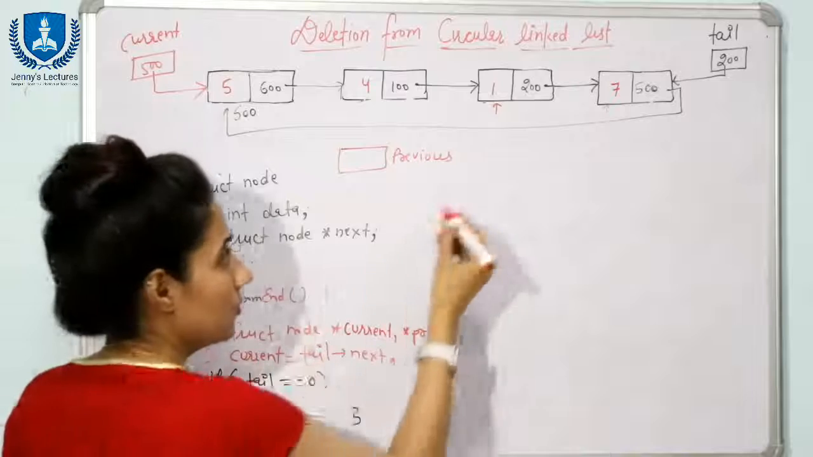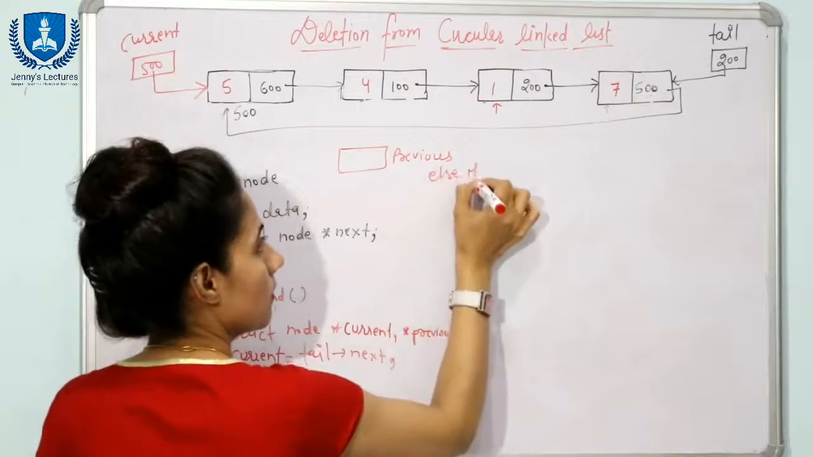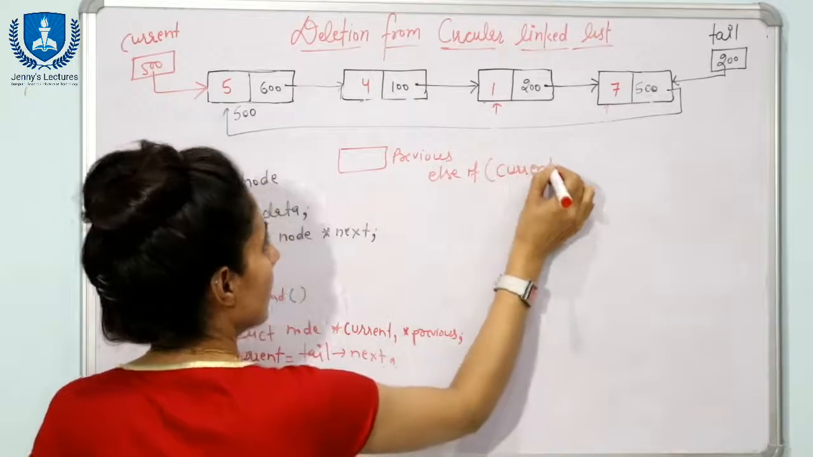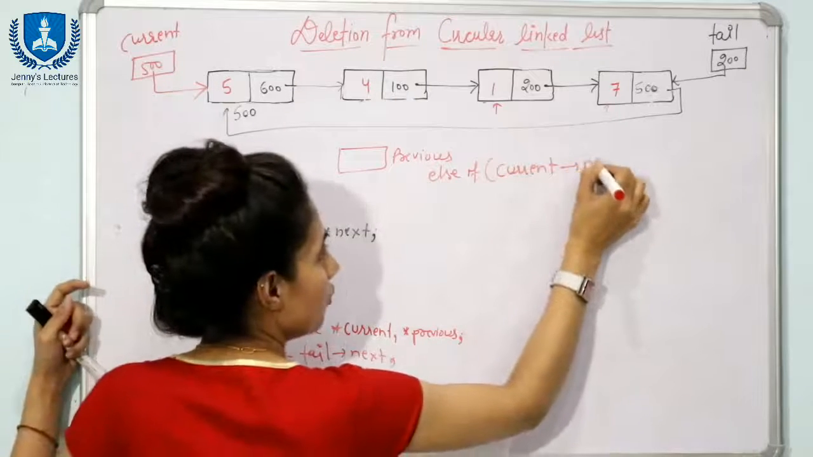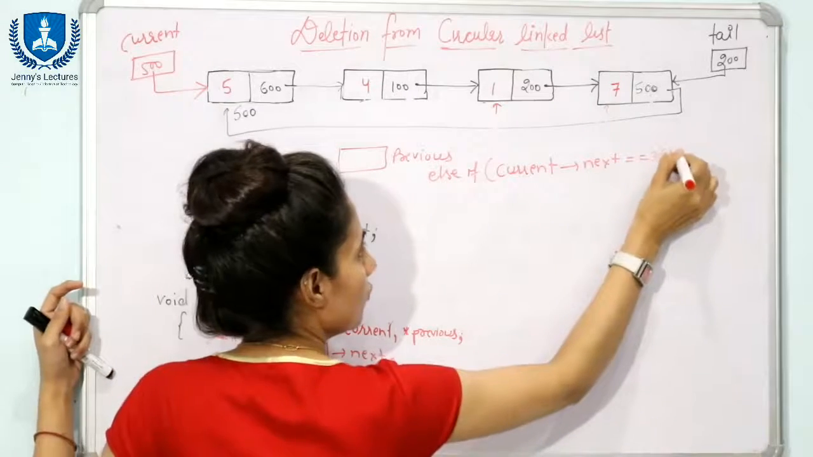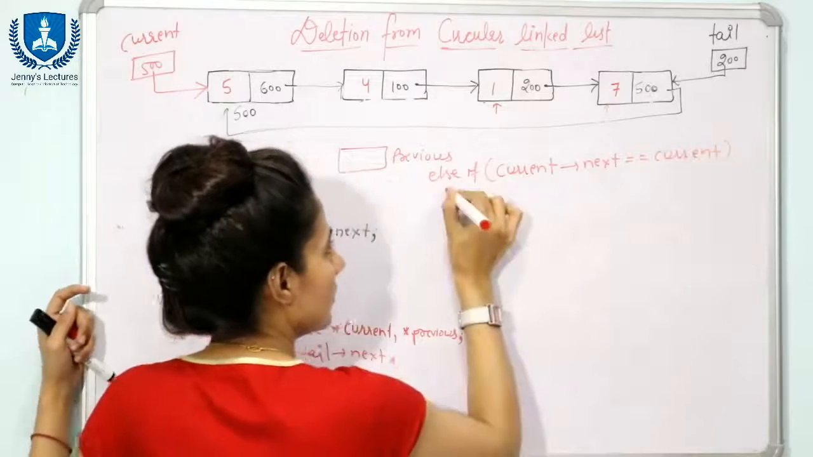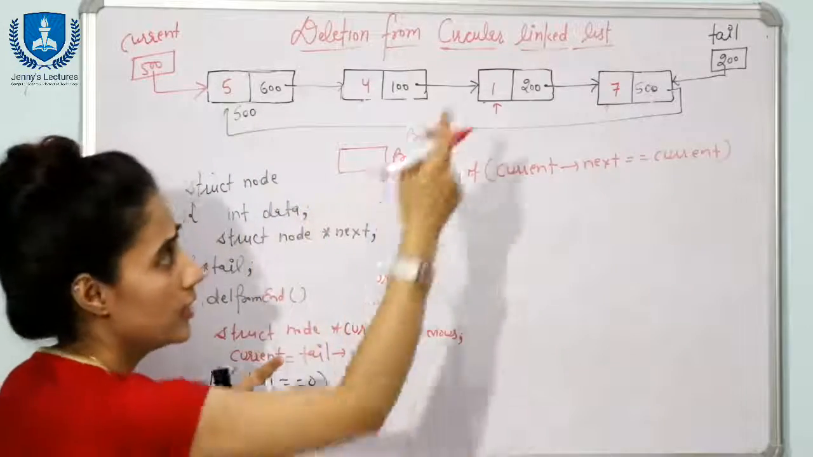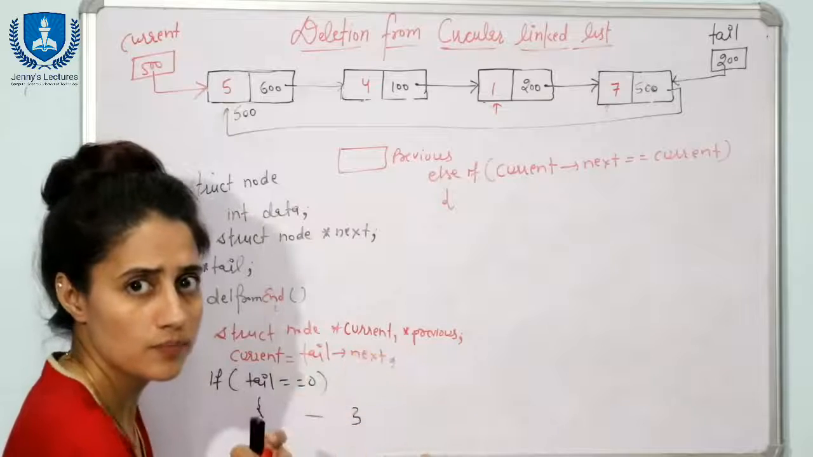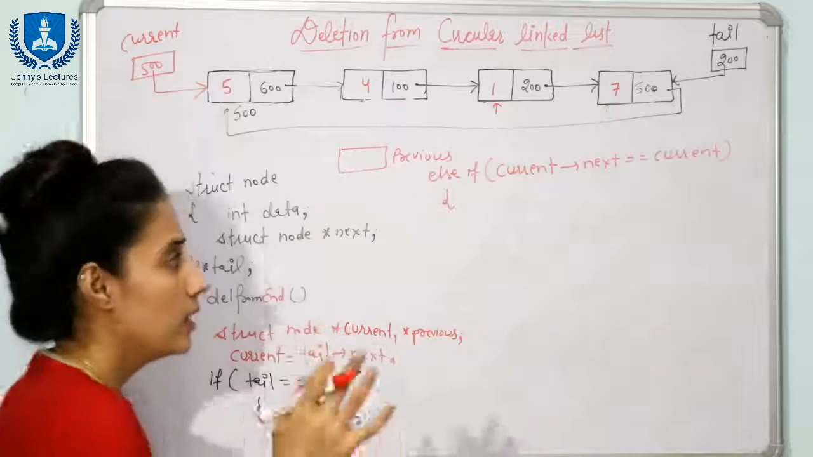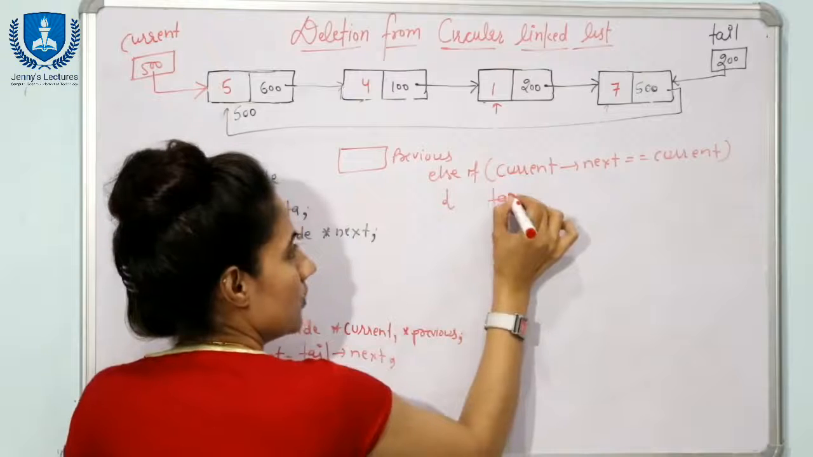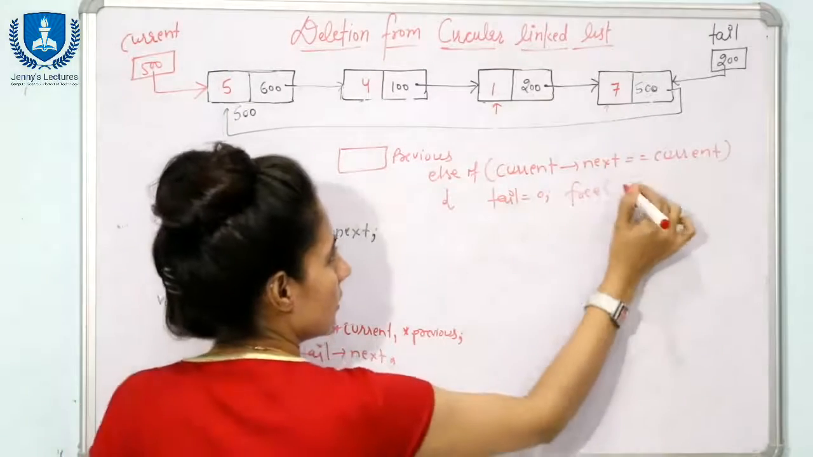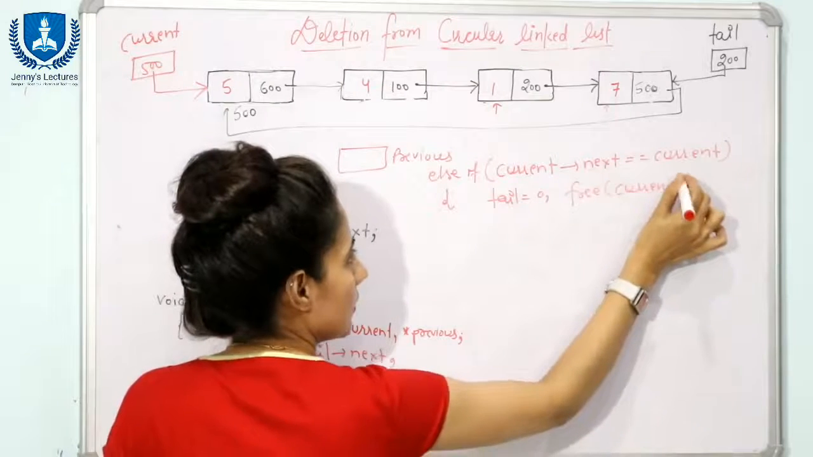Else if, how can you check that? Simply write here, we have taken a variable current. If current of next is equal to current, it means this is pointing to itself. There is only one node, or you can say tail of next is equal to tail, or you can say current is equal to tail. It means you can simply set tail is equal to 0, and now you can free this current, right? And that is done.